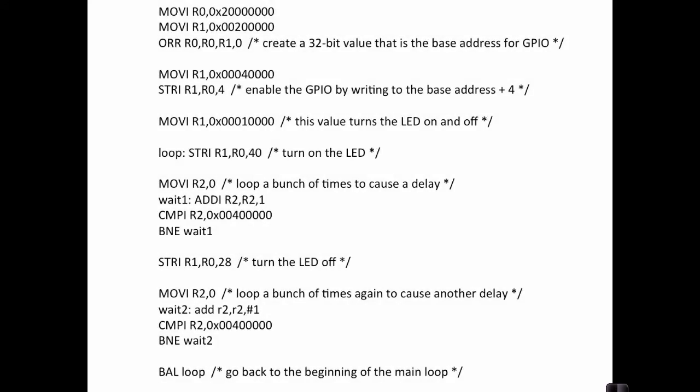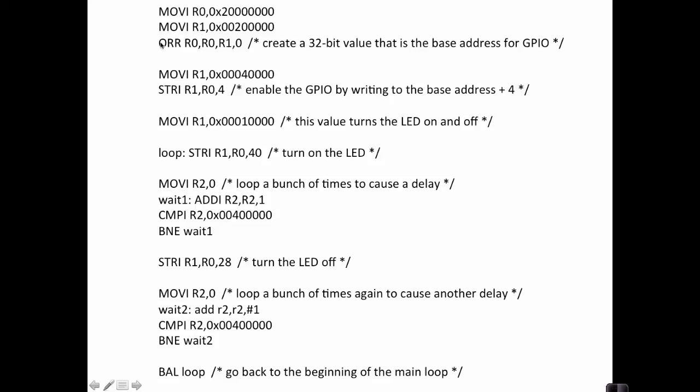Let's take a look at a sample program that our assembler might consume. Here's an example program that does the blinking light LED like we did in the previous video. You'll notice up here that these first few instructions are a move immediate. What this does is take this value and stuff it into register 0. Similarly, this move immediate takes this value and stuffs it into register 1.